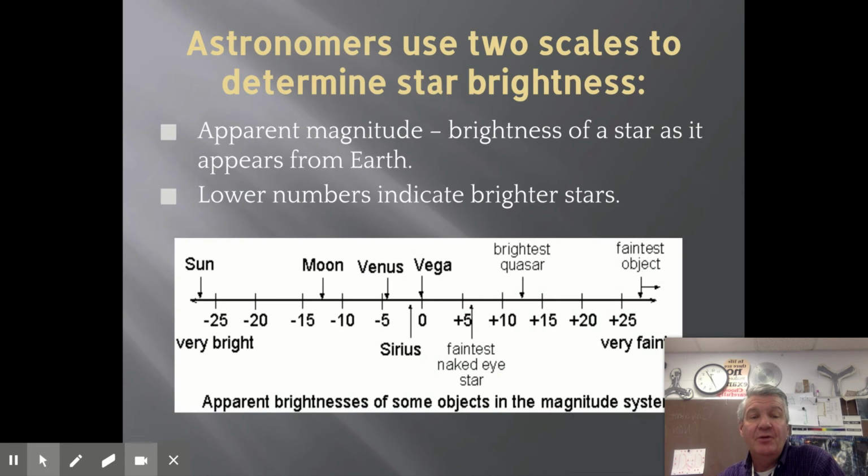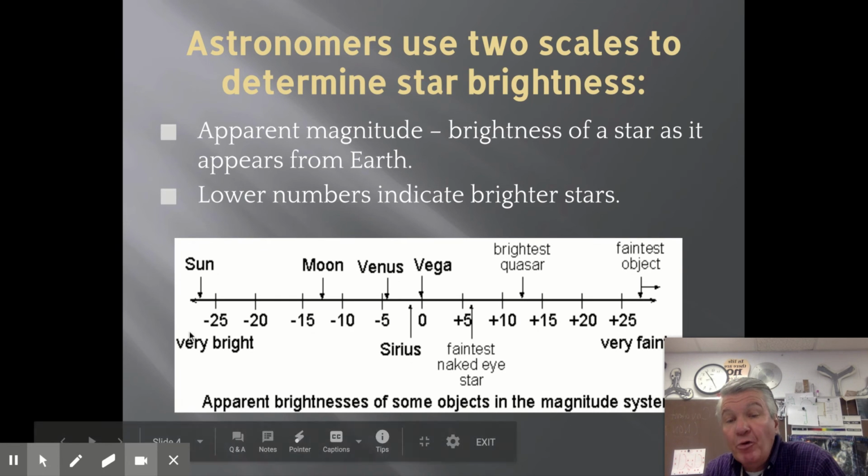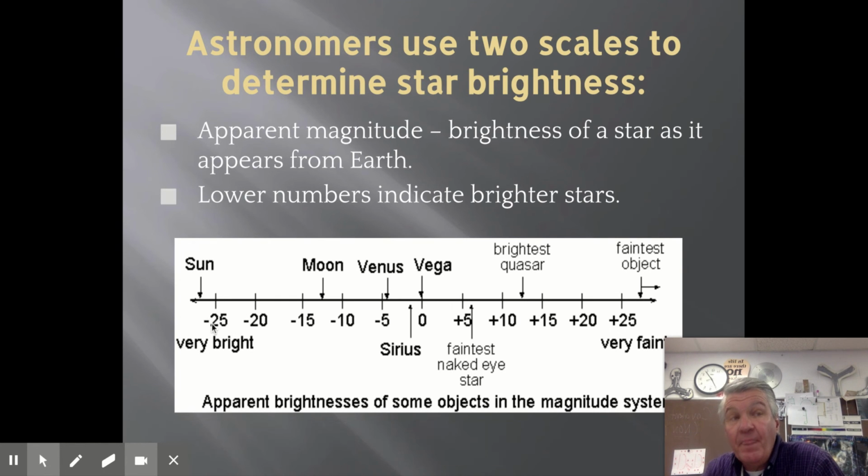Apparent magnitude is how bright a star is as it appears from Earth. Now, interesting how they do this in astronomy, but the lower the number, the brighter the star. If you're a baseball player, the lower your ERA, the better pitcher you probably are, or the better defense you've got behind you. But apparent magnitude is just that. How bright is a star when you look at it from Earth?